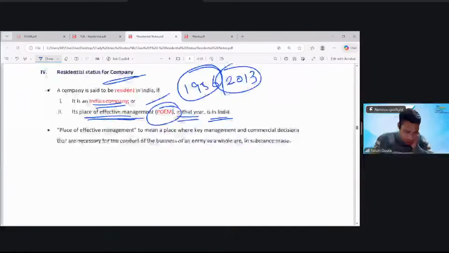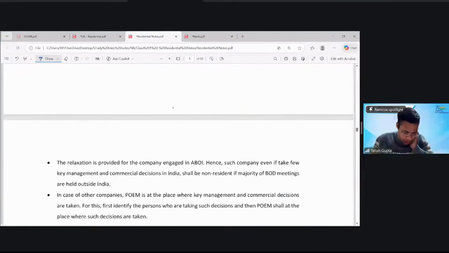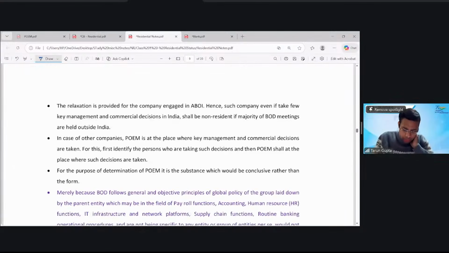The relaxation is provided for the company engaged in ABOI. So if your company is engaged in active business outside India, then you don't have to apply much mind. You just have to see where the majority of the board meetings happen. And such company, even if it takes a few key management commercial decisions in India, because part of the board meeting may happen in India, shall be non-resident if the majority of the board meetings are held outside India.